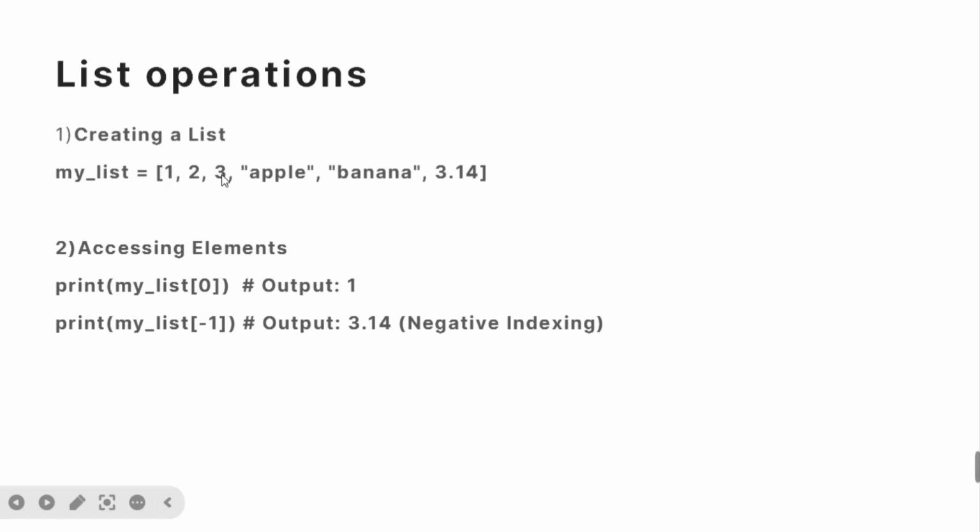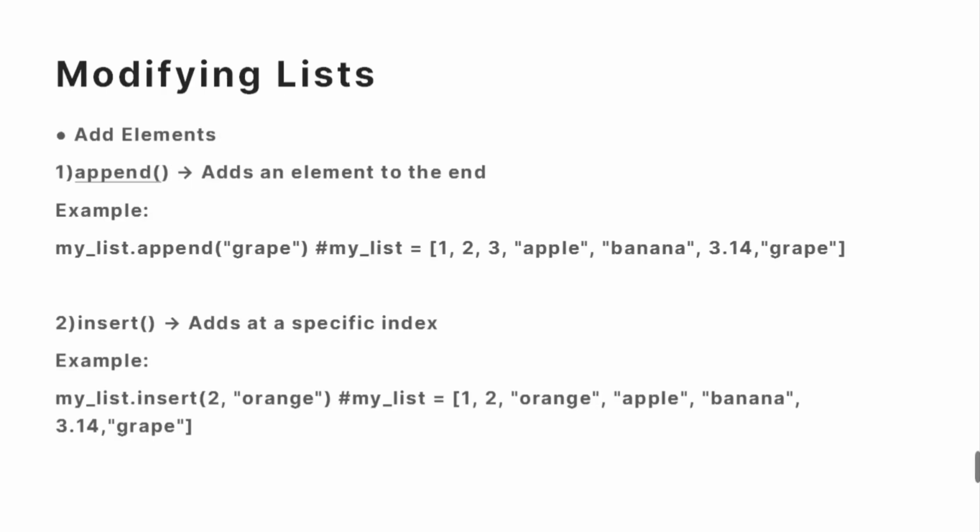If you want to access the elements, then as I mentioned earlier, we have to access these list elements with the help of indexing. It can be positive indexing or negative indexing as well. Next, how we can modify the elements in a particular list. Lists have three main methods to modify or add elements.